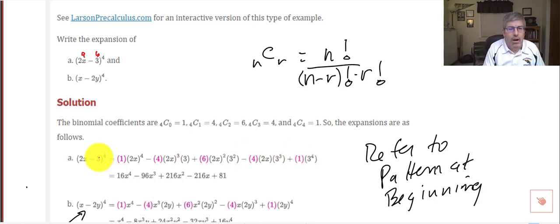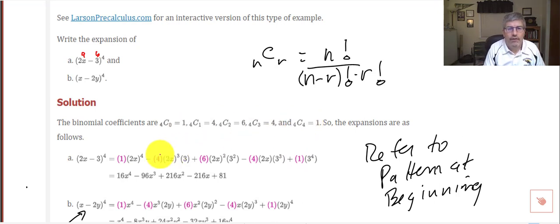And then on our y's, those are increasing. We start with y, or 3 to the 0, so it's not even here. And then our next term we have 3 to the first, and we have 3 to the second, 3 to the third, and 3 to the fourth. Our coefficients, we remember our pattern from earlier. Our first coefficient, our last coefficients are going to be 1, or 4 choose 0 and 4 choose 4.